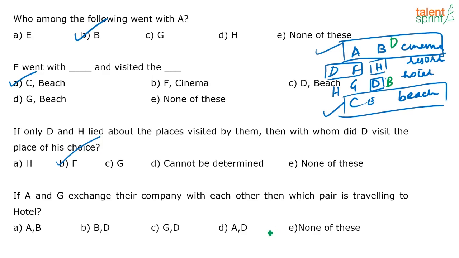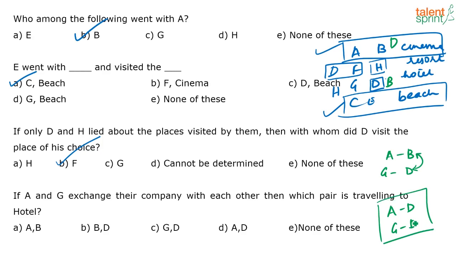One second, that's what I'm checking. If A and G exchange their company. Okay, who's their company? See, A's company is B, G's company is D. Now A and G are exchanging these companies with each other. Then which pair is traveling to the hotel? So shouldn't it be A, D and G, B? That's what I understand. Right? This is what they are trying to say.